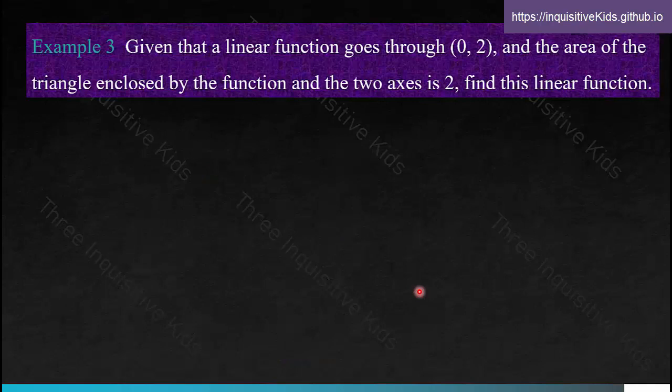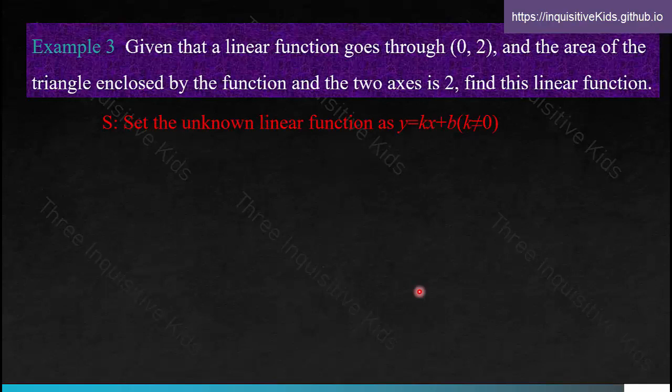Example 3. Given that a linear function goes through 0, 2, and the area of the triangle enclosed by the function and the two axes is 2, find this linear function. Even though this is an example, I still want you to pause this video and see if you can figure this out by yourself. So of course you could solve this using the graph method, and count all the squares, but here we want to use the algebraic method to be more accurate.